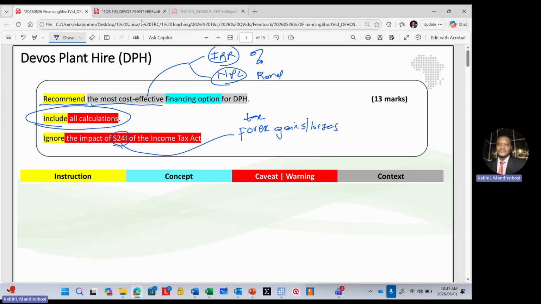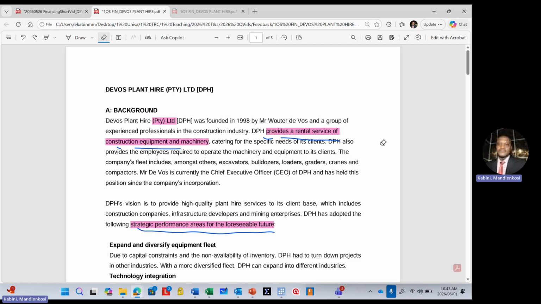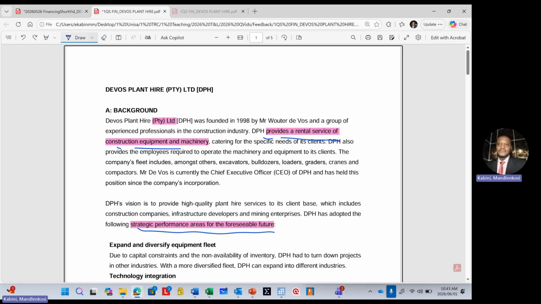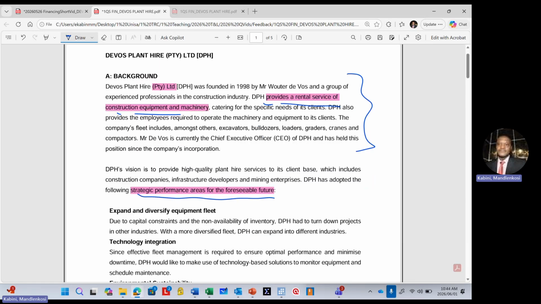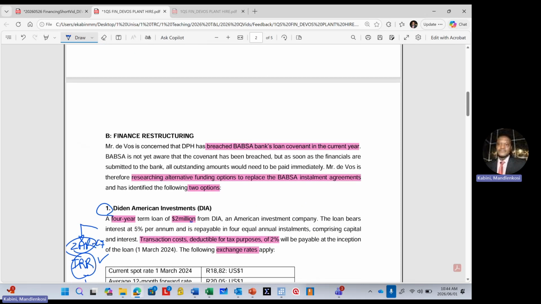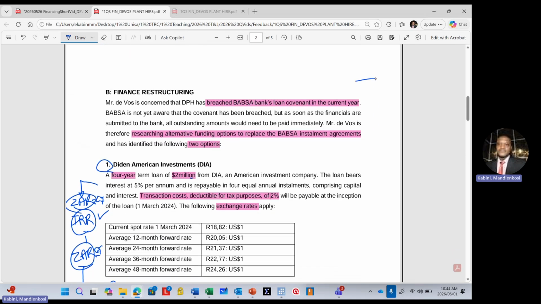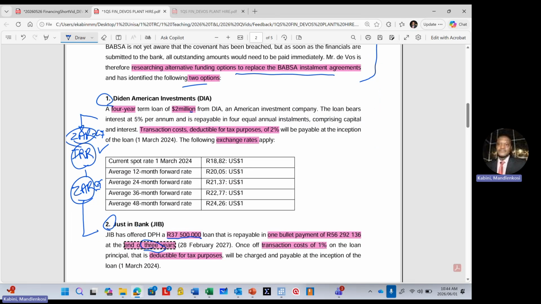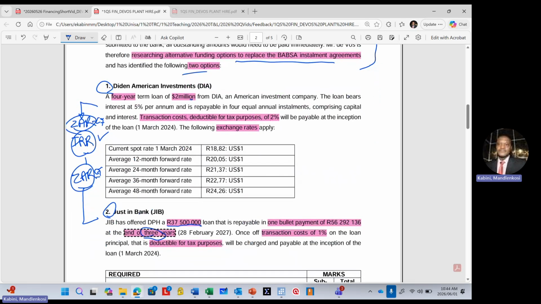Let's quickly look into the scenario, and I'm assuming in this video that you have read the scenario. So we've got this company that is renting construction equipment. It has some strategic objectives to achieve, which need money. It also needs to do some financing restructuring because it didn't meet the loan covenants for the current financing, and that loan had to be immediately repayable. Then they had to go out and look for funding to repay that loan and to pursue the strategic objectives.